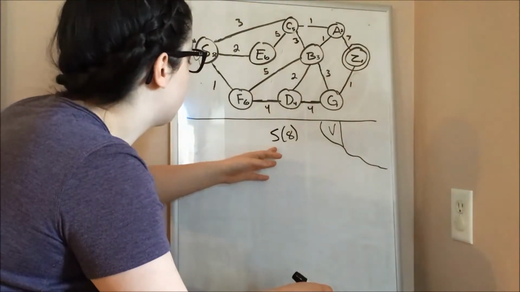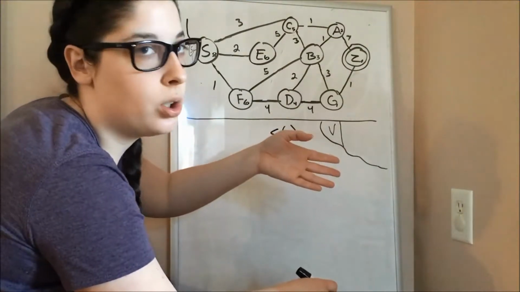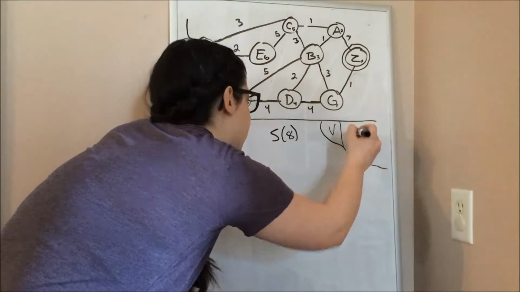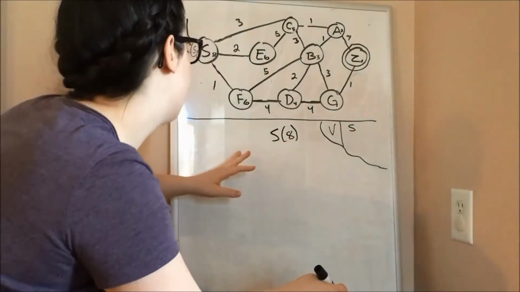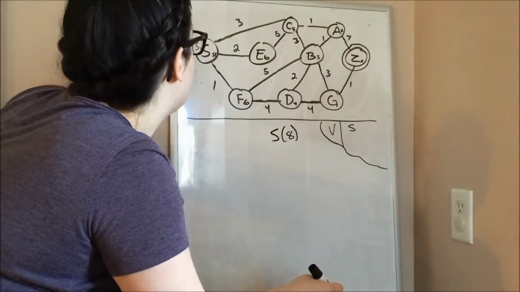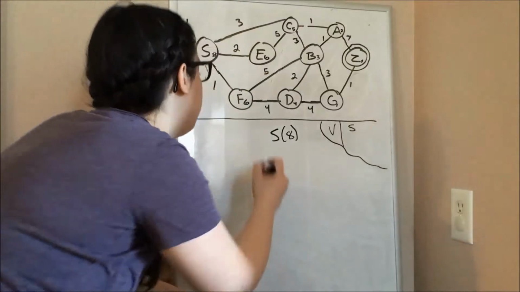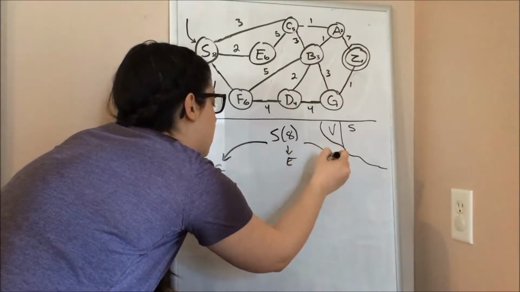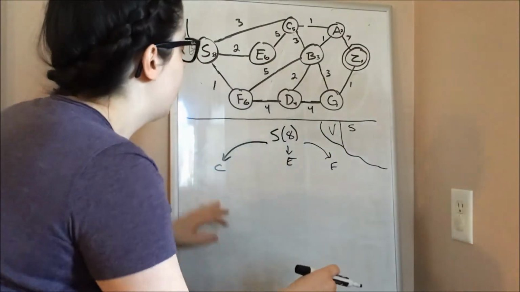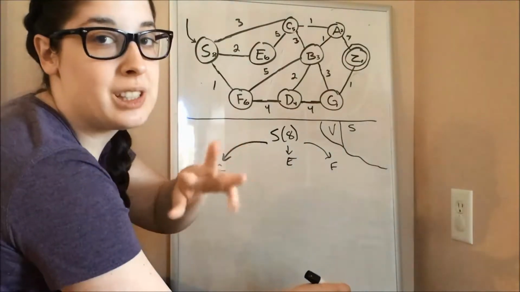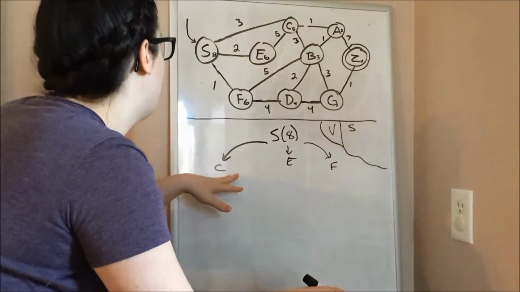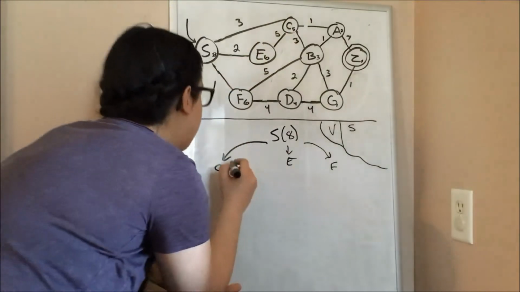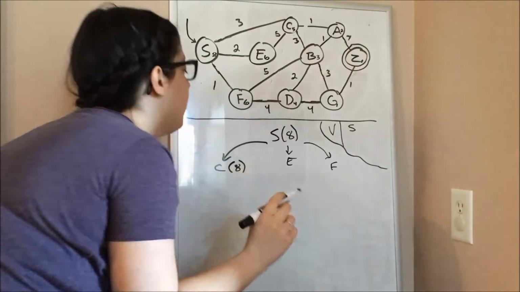Okay, so we start at S. We check to see if S is the goal. S is not the goal. So we expand it out. And we put it in the visited set because we've visited it officially. And we're going to expand it out to C, E, and F. And so the next thing we're going to do is calculate the heuristic values at this point. So to get to C, the path is 3 and the heuristic value is 5. So this would have a value of 8.